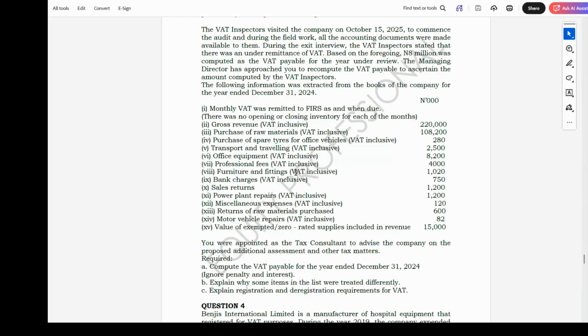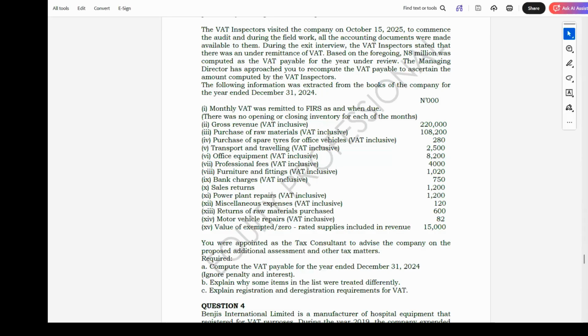Then the B part says: explain why some items in the list were treated differently. So who can tell us what is the reason why some items were treated differently?